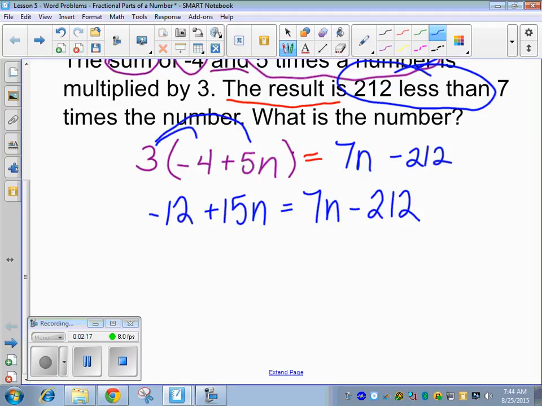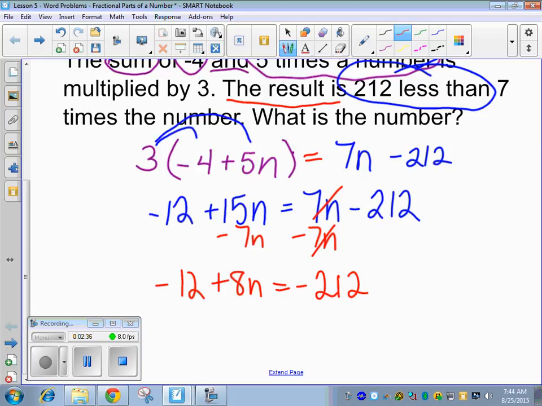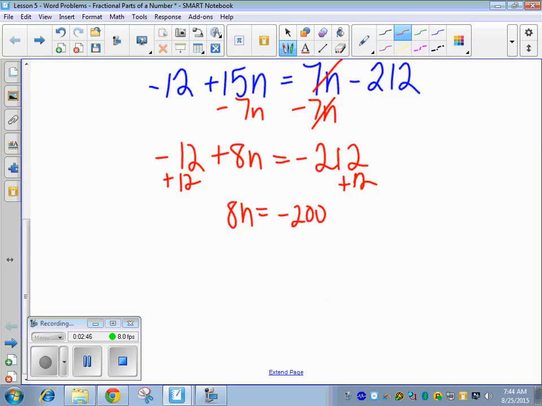Okay. And we want to get all the n's on one side. So I'm going to subtract 7n from both sides. So I'm canceling the n's here. So I have -12 plus 8n equals -212. And we're going to add 12 to both sides. And we're going to divide by 8. Anybody know what that is?